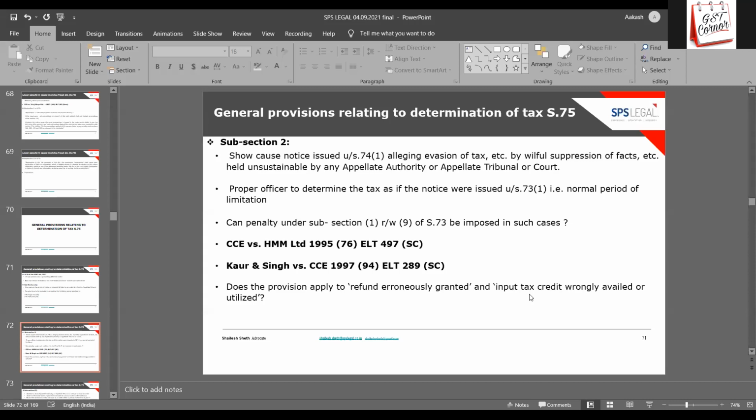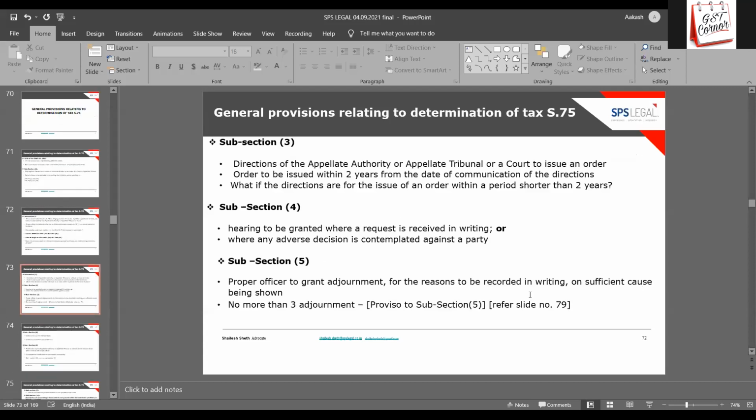In Hindustan Mills, the Supreme Court says, and in Cosmic and Singh, the Supreme Court says, that once the demand is held to be time barred, the penalty will not lie. In my opinion, the principle will be applicable.